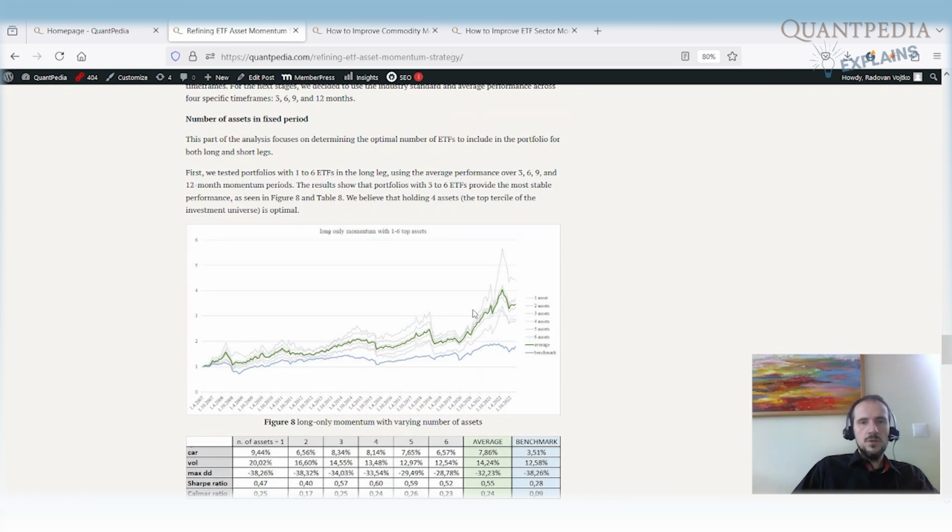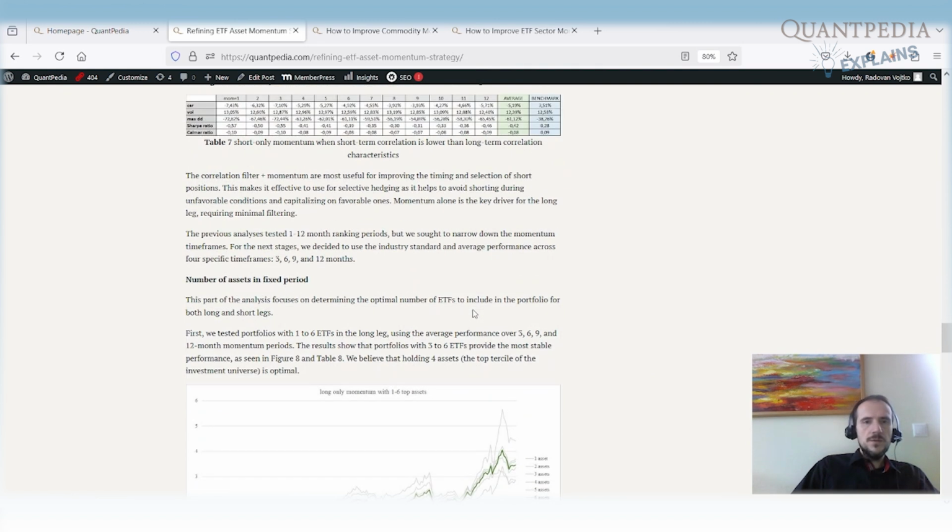Here we have a question: what is the number of assets we should use? So we tried different periods. Firstly, we decided to use the industry standard and use the average of the time frames 3, 6, 9 and 12 months. In the next step, because there is no significant difference between using 3 months or 12 months or whatever, we try to be diversified in the time frames that we use in the momentum strategy. So we use the average of 6, 9 and 12 months, and this is our setting for the momentum.